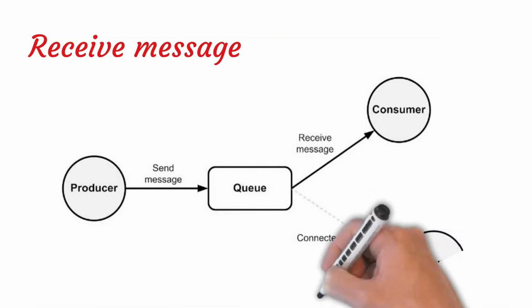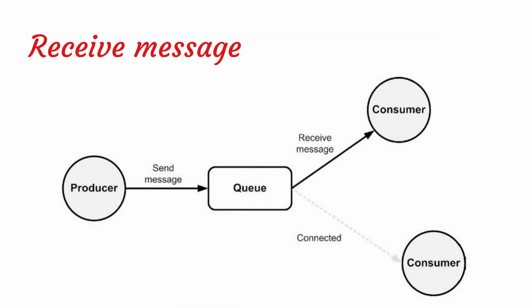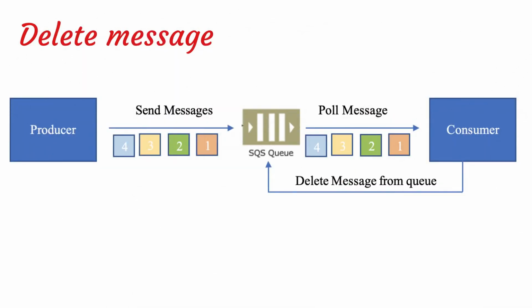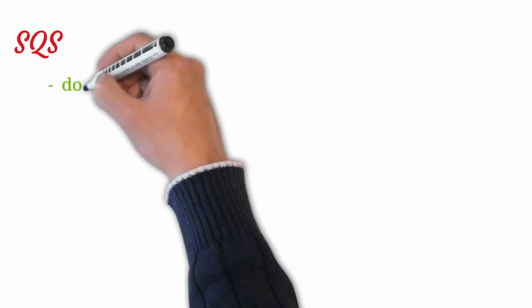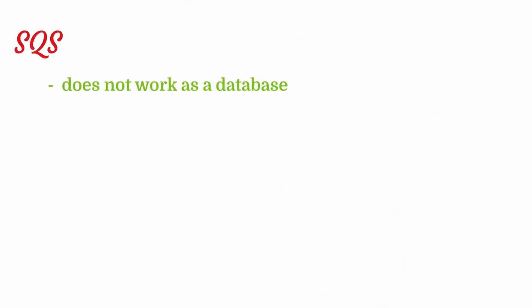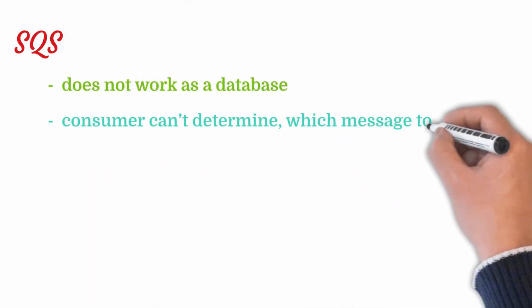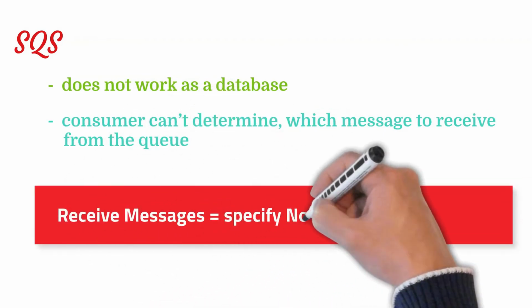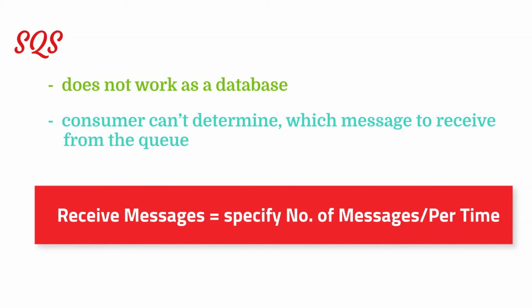Receive message. Another service can request the queue to receive pending messages. Delete message. After a message has got properly processed, the consumer can delete it from the queue. SQS does not work as a database, and the consumer can't determine which message to receive from the queue. It can, though, specify how many messages it wants to receive at each time.